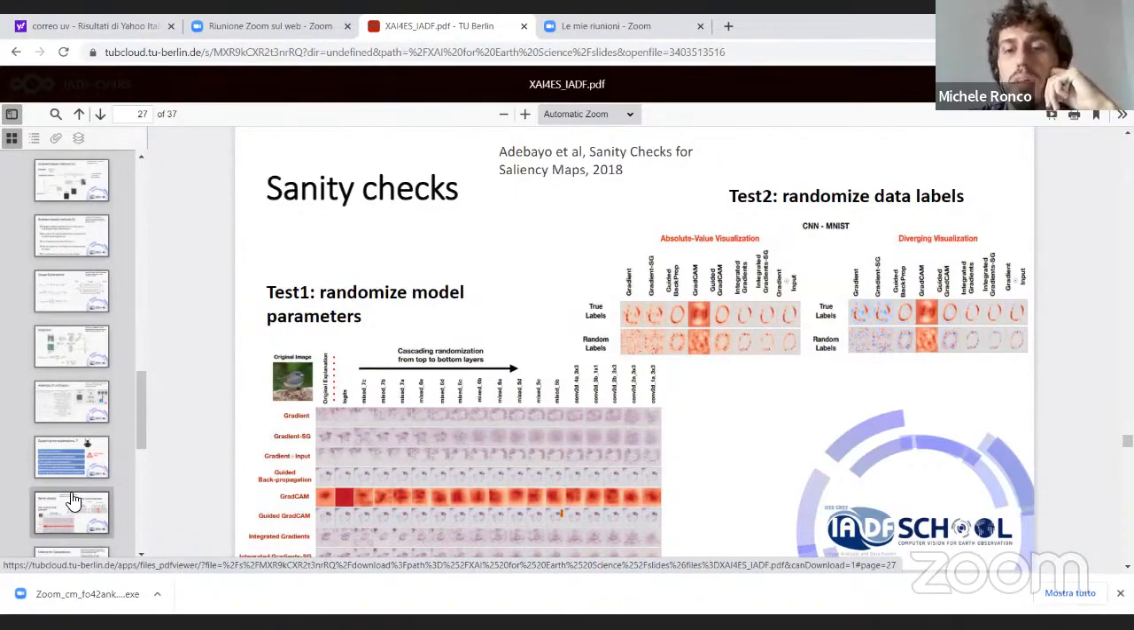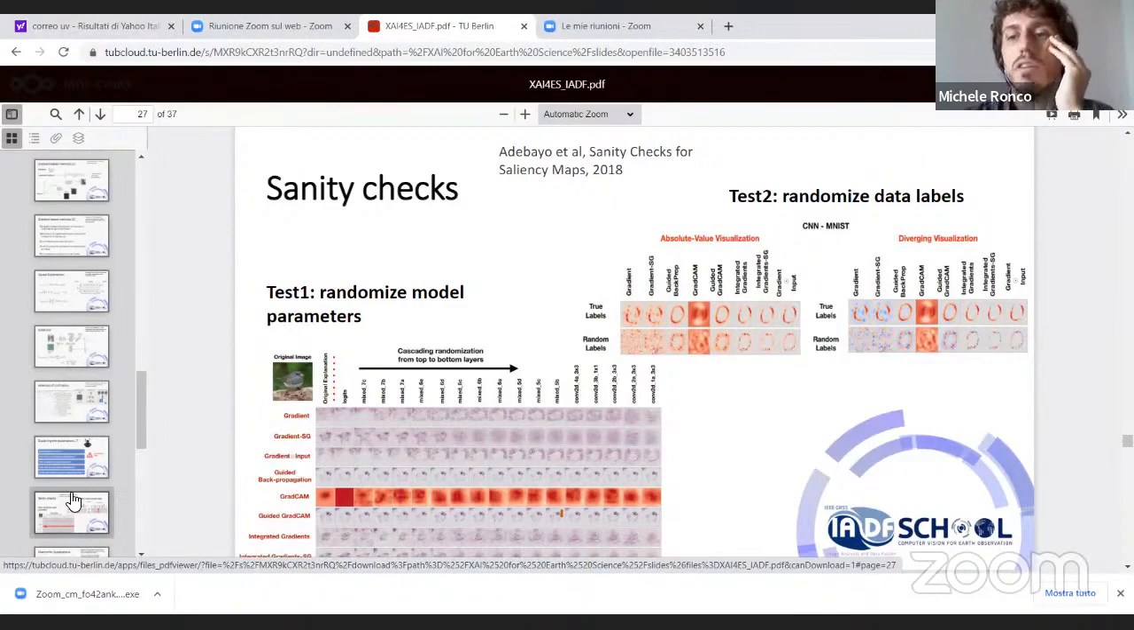And again, especially when we take the absolute value of the score, so we don't look at the sign of the maps, in many cases, like integrated gradients as well, or gradient times input, the maps that we obtain with true labels and with random labels are quite similar. So it seems that some of these methods are not very reliable in terms of the explanations that they are giving us, because they are not very sensitive to the fact that, for instance, in one case we have randomized the model, and in the other case we have randomized the labels of the data.